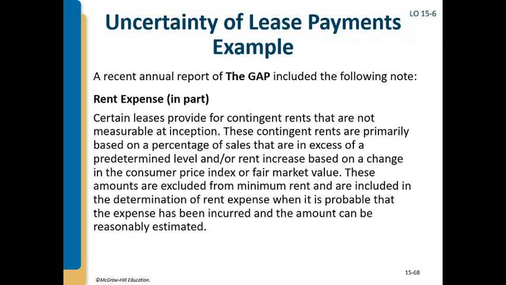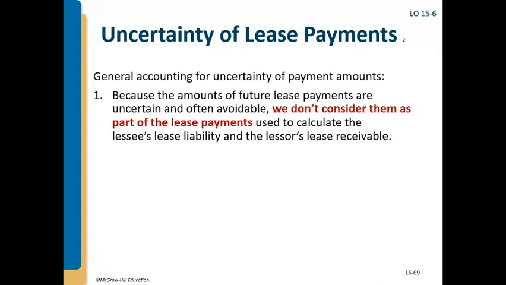And the example in the book has to do with Gap, and they apparently have an agreement with some of their lessors in shopping malls where if the Gap store reaches a certain revenue level, then rents might be increased. And so this kind of shares the risk and reward between the lessor and the lessee.